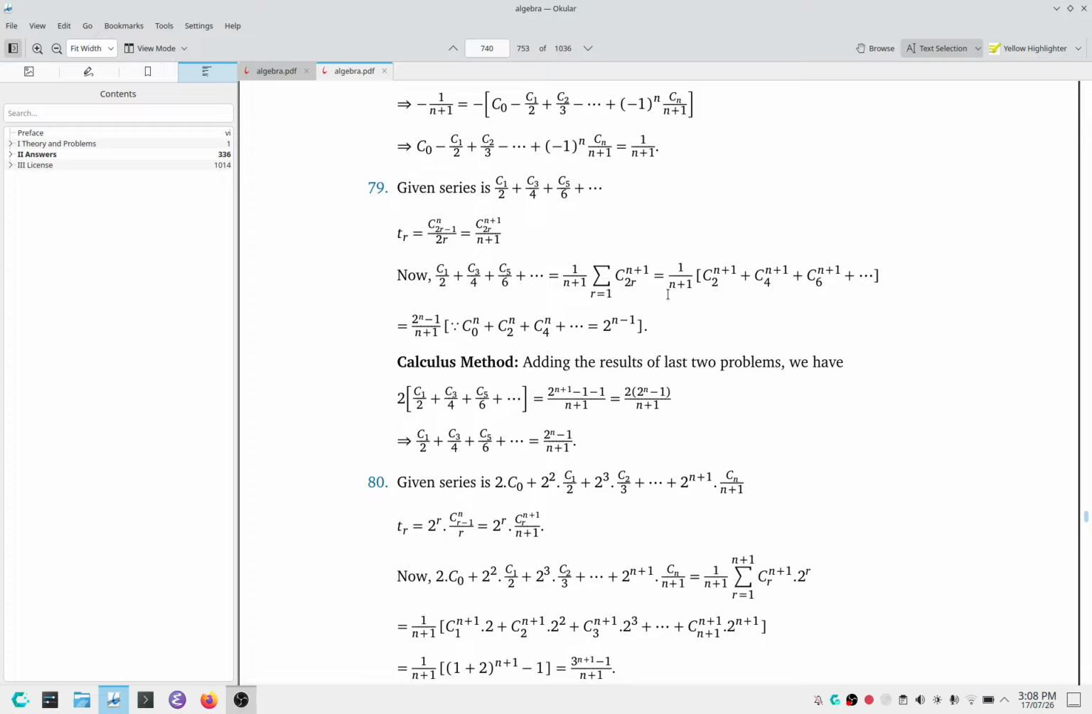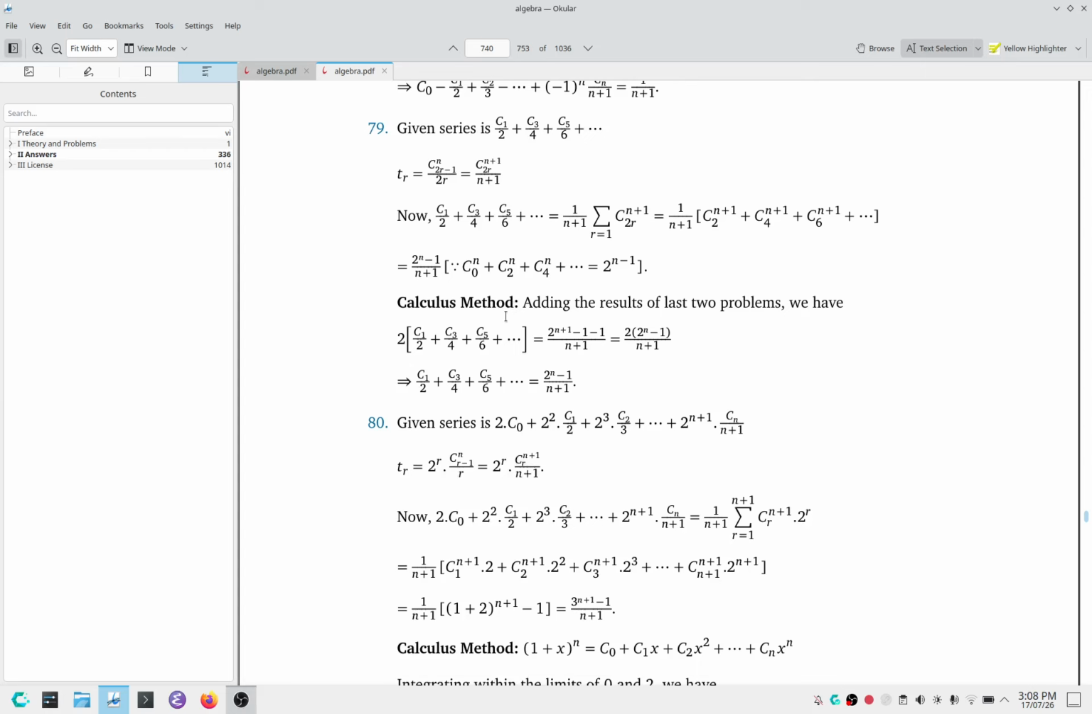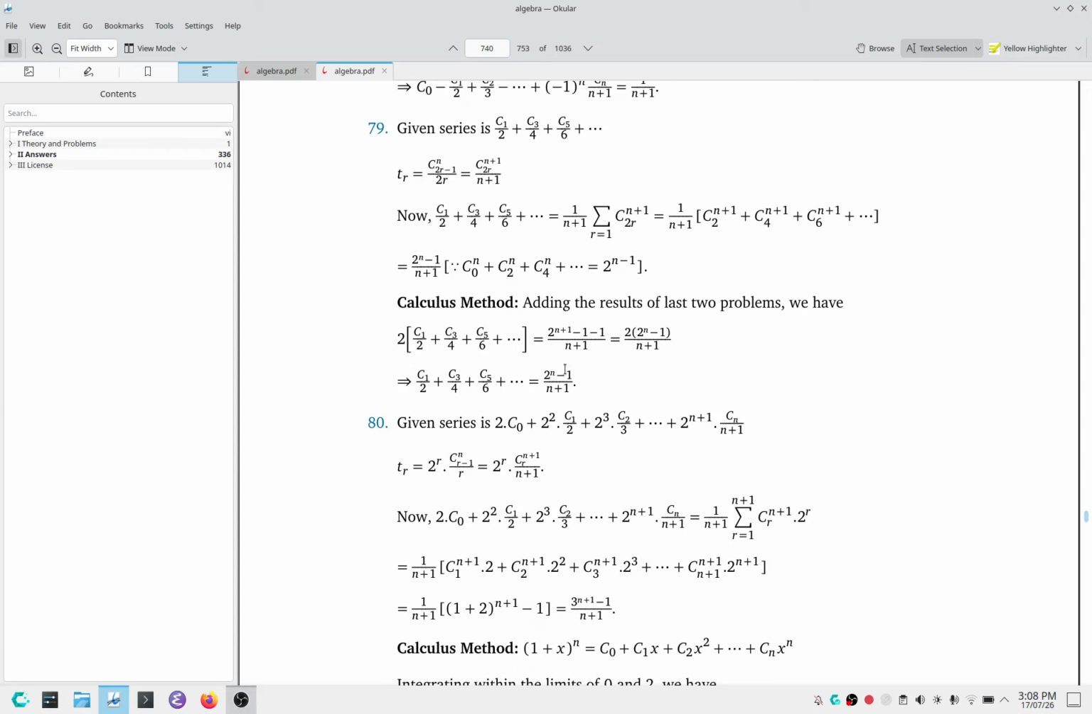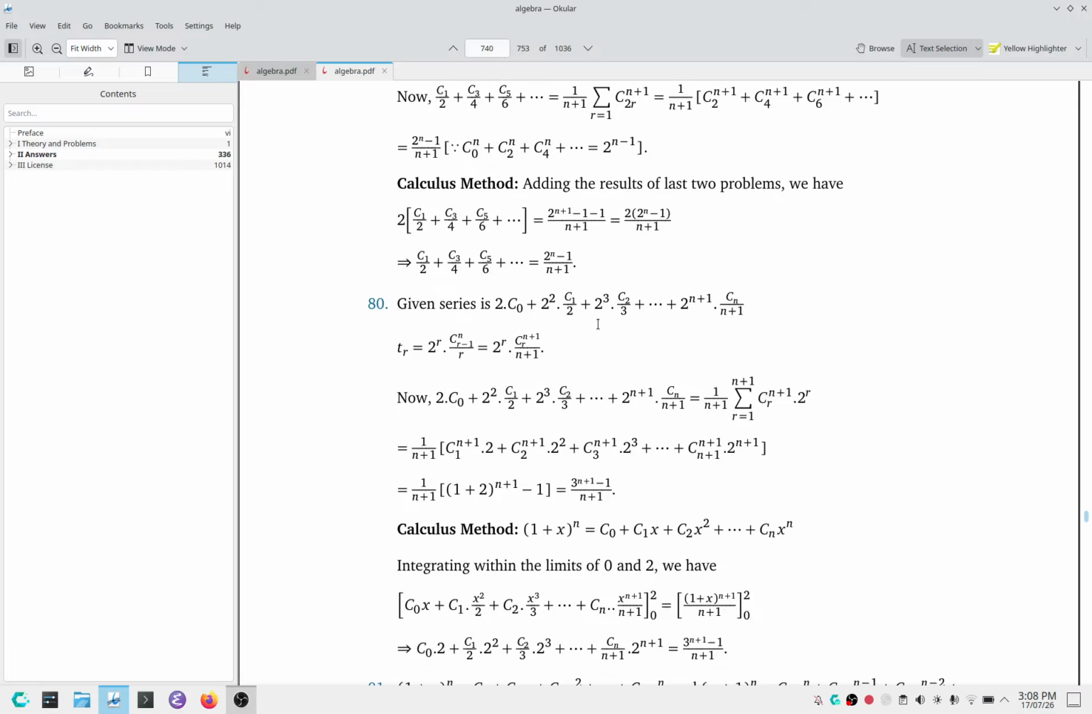Okay. So not 1 to n, it is an infinite series. So we sum this: 1 upon n plus 1 times n plus 1 C2 plus n plus 1 C4 plus n plus 1 C6 and so on. Now this is equal to 2 to the power n minus 1. So we have 2 to the power n minus 1 upon n plus 1. For the calculus method, we add the results of the last two problems to arrive at the required sum.